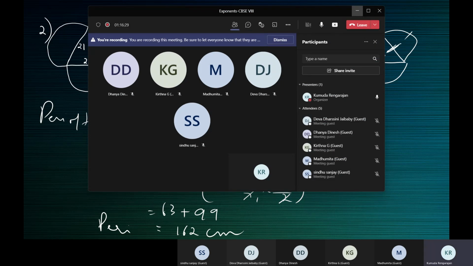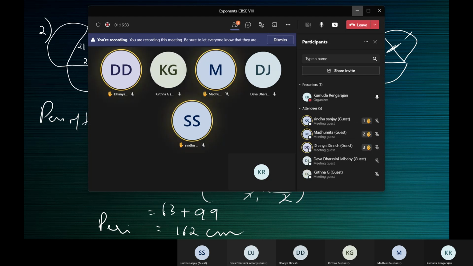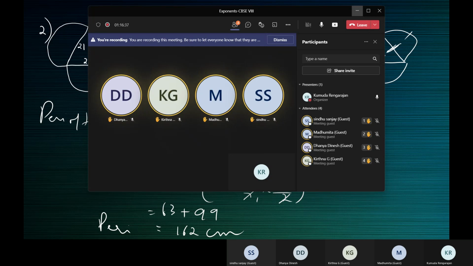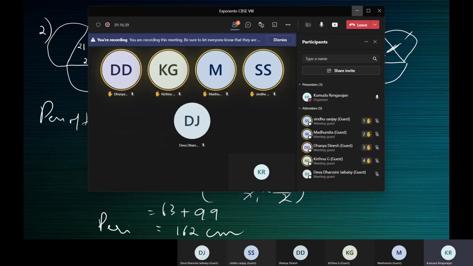Class, use the emoji. Raise your hand. Sindhu and Sanjay, Madhumita, Danya, Kirtana, and Devadarshini.